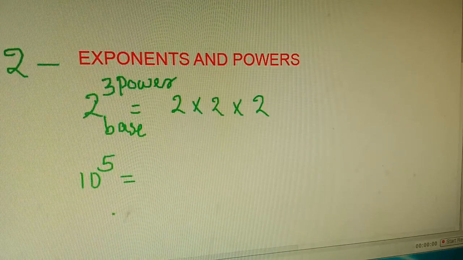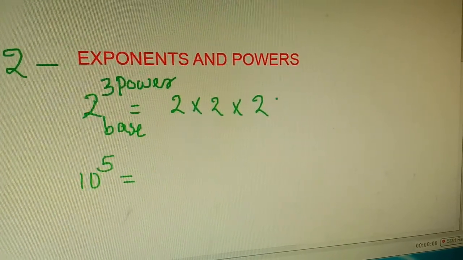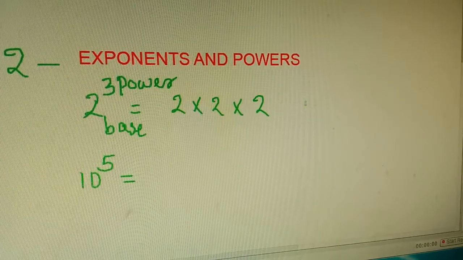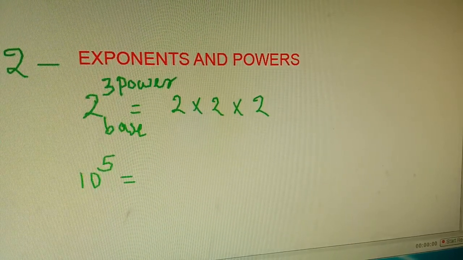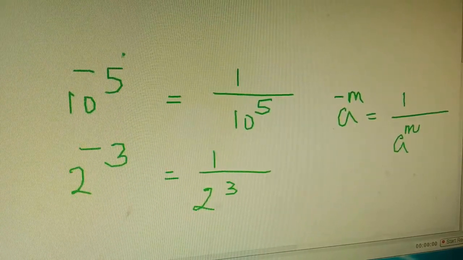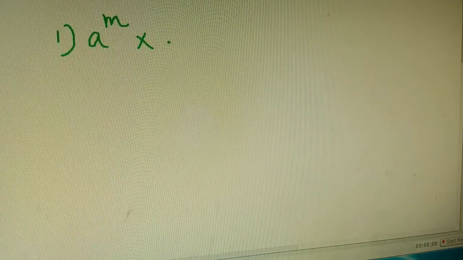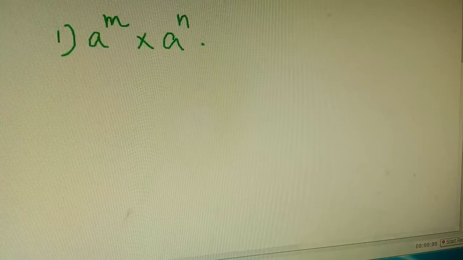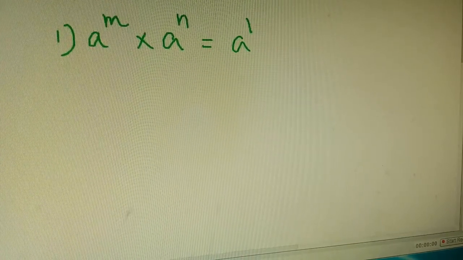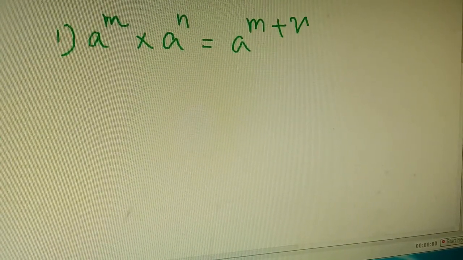Then we studied some laws of exponents last year. First of all, let us think about those laws. The first law we studied is a to the power of m into a to the power of n is equal to a to the power of m plus n.